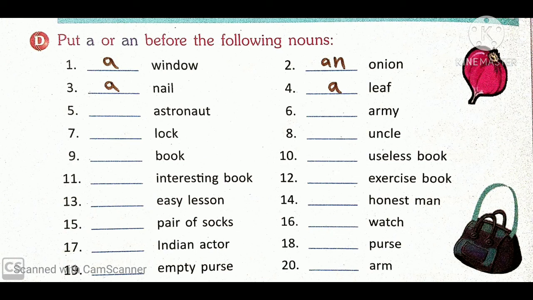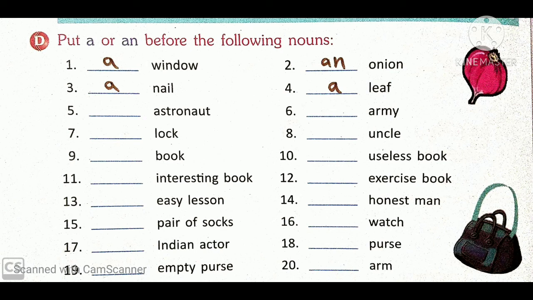Exercise D, page number 42. Put a or an before the following nouns. Some nouns are given to you, in front of which the blanks are given. I have done four examples for you. The rest you have to do on your own. There are in all 20 examples given. Let us see the examples.